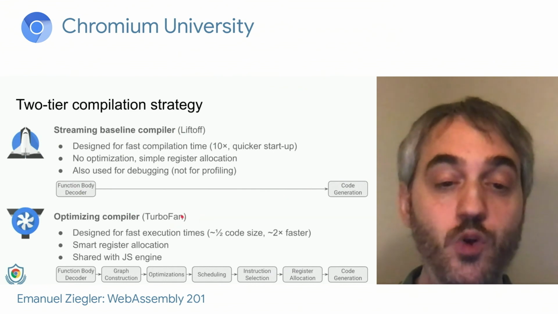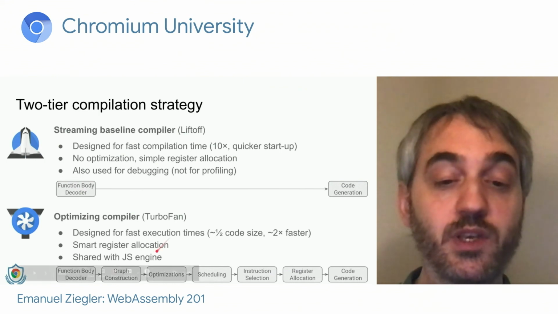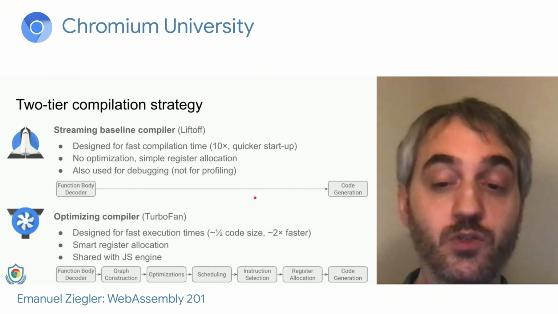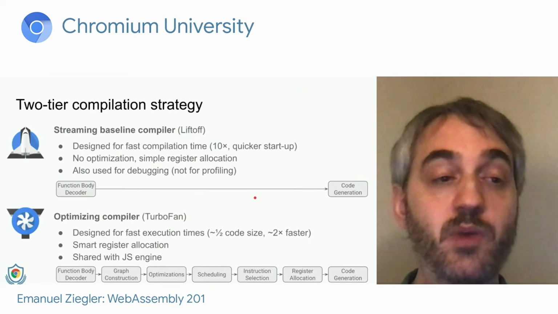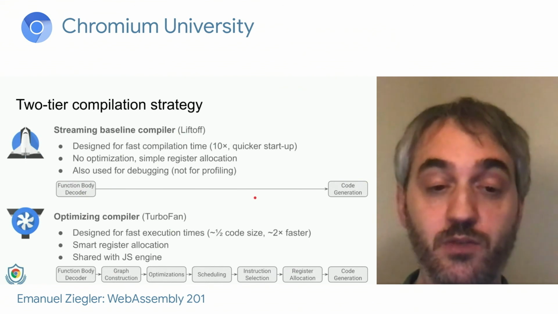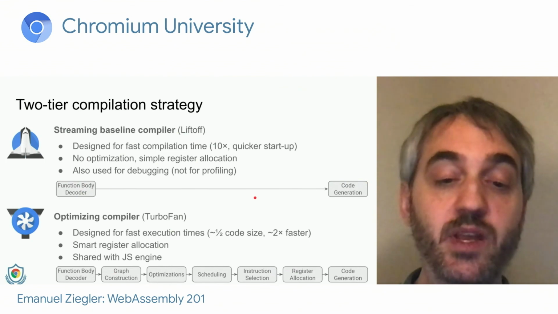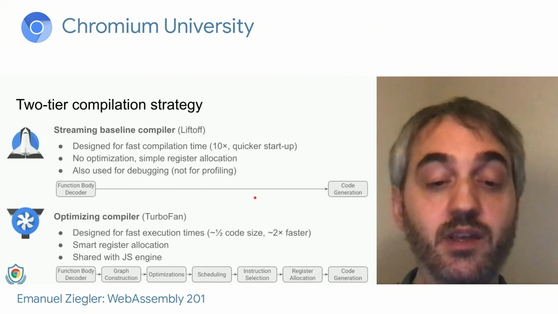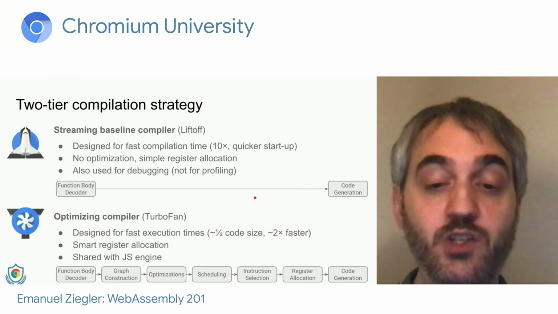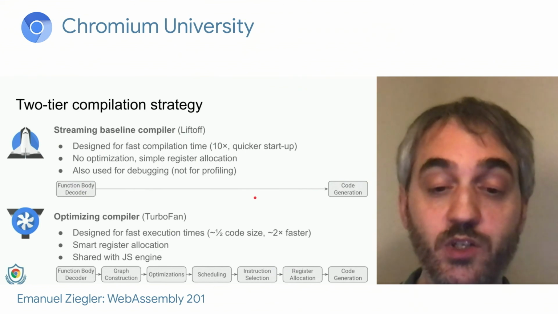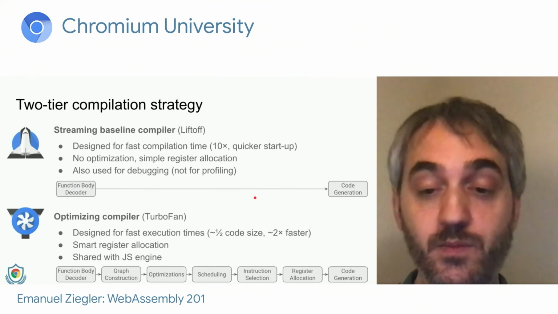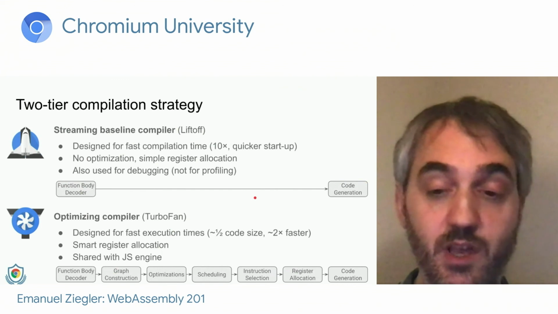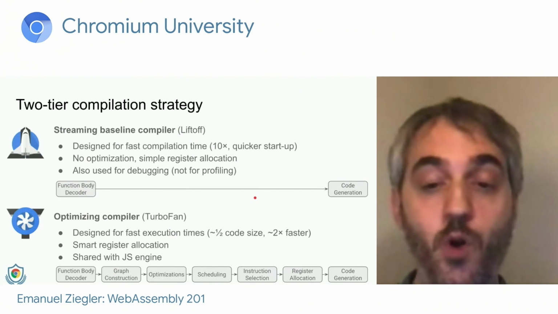The optimizing compiler, TurboFan, is the same one that we are also using with the JavaScript engine. It's designed for fast execution times and is about twice as fast, as I mentioned earlier. It also produces about half the amount of code because it can optimize it further. It has a smart register allocation mechanism and has multiple steps that we go through. So after the function body decoder, we are constructing our sea of nodes graph, running optimizations on that graph, scheduling the instructions, meaning bringing them into a linear order, selecting the instructions, and then also doing the register allocation in a smart way. And only then are we generating the code, which naturally leads to more optimized and more compact code.